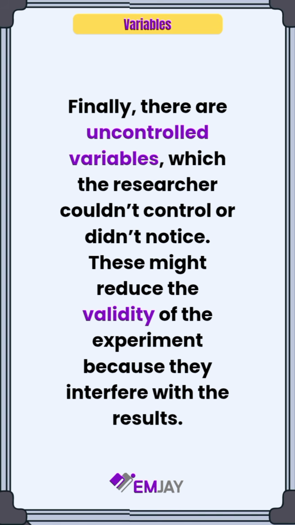Finally, there are uncontrolled variables, which the researcher couldn't control or didn't notice. These might reduce the validity of the experiment because they interfere with the results.